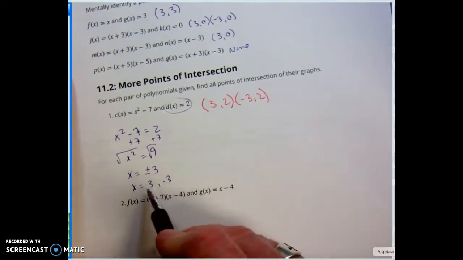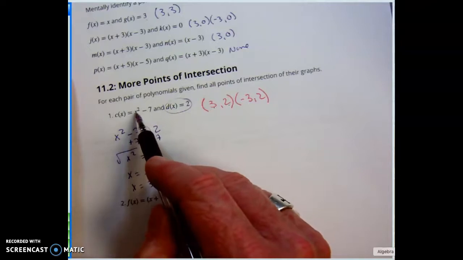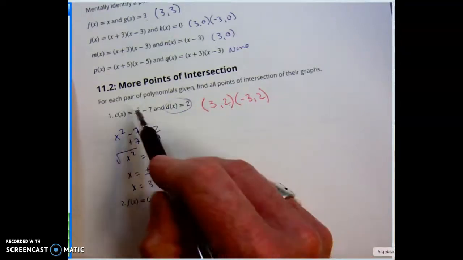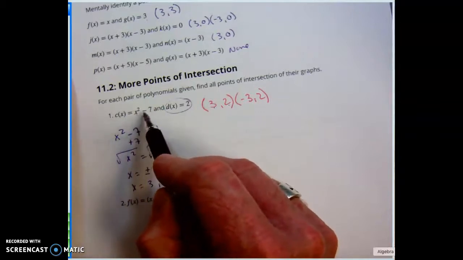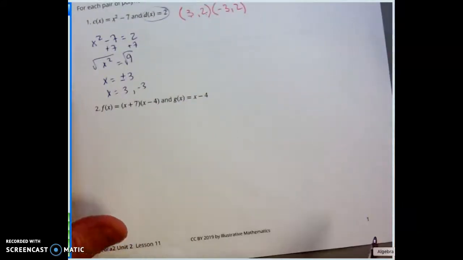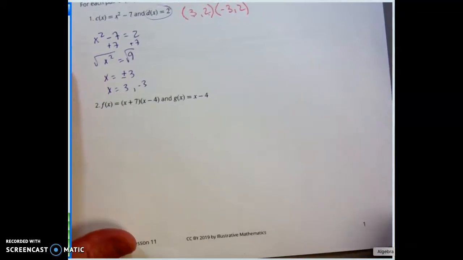Or I could plug these x values into the function c. So 3 squared would be 9, minus 7 would give me 2. Negative 3 squared would be positive 9, minus 7 would still be 2. Okay, so a couple ways to do that. Kind of like the graphing method, all I've got to do is punch it in and see where they cross.